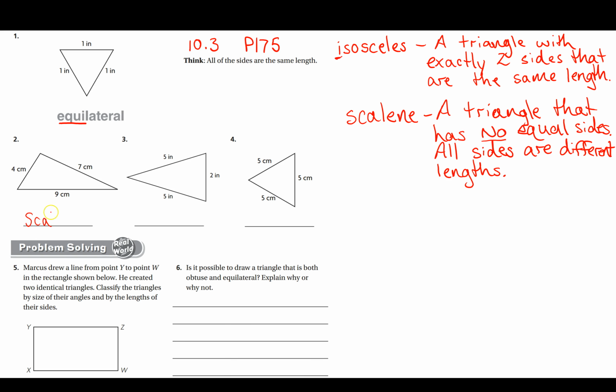Okay, number 3, we have 5 inches, 5 inches. So there's two sides that are the same, and 2 inches. So it has exactly two sides that are the same. And if a triangle has exactly two that are the same, it is isosceles.